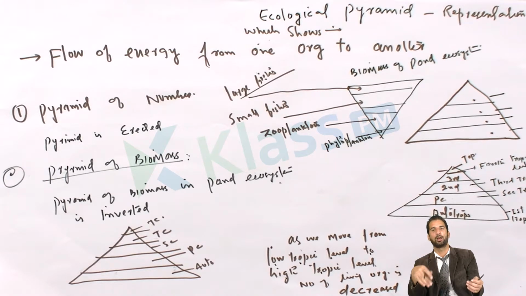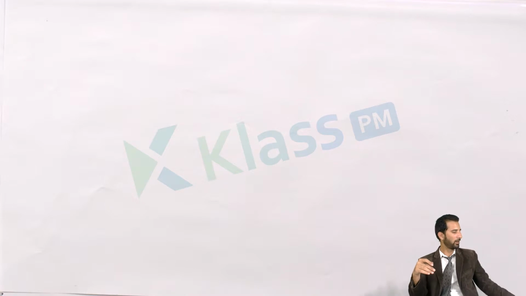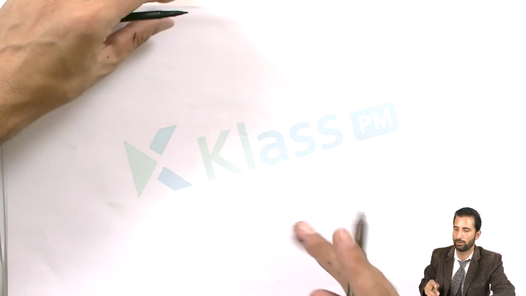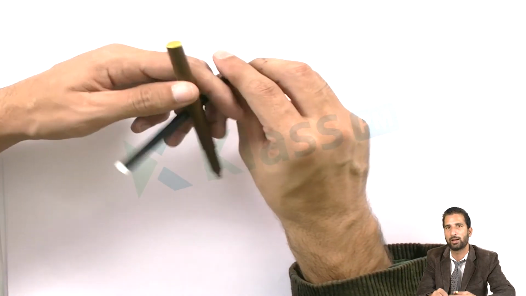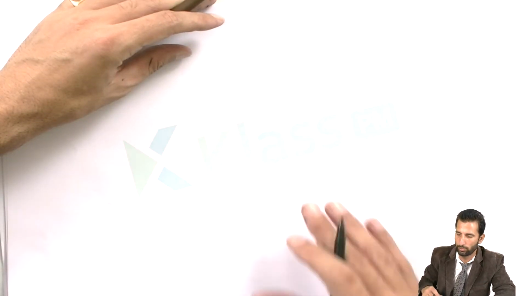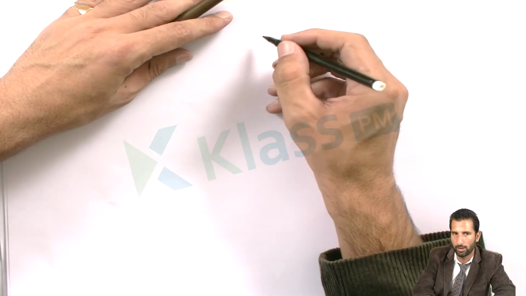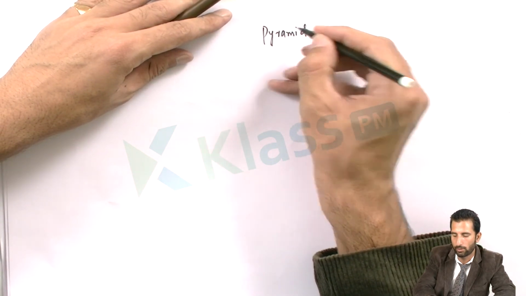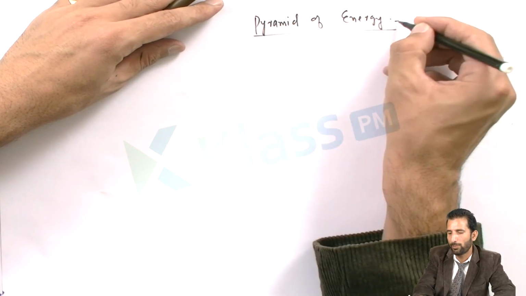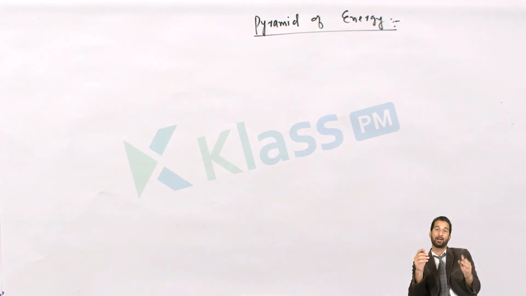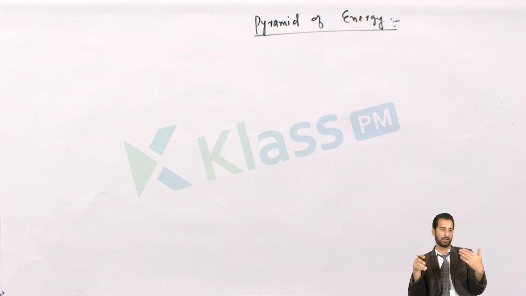The next in the line is the pyramid of energy. What is the pyramid of energy? The pyramid of energy was already explained in the previous topics when I was discussing the 10% law of energy. So I will give you again a brief account of the pyramid of energy. The pyramid of energy means the amount of energy available to the organisms at each particular trophic level.